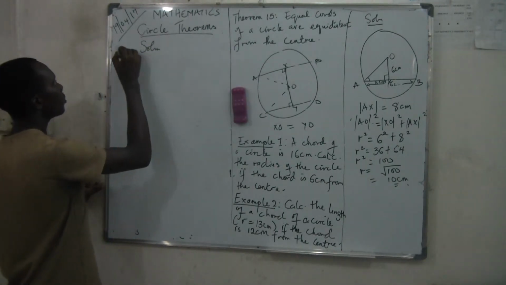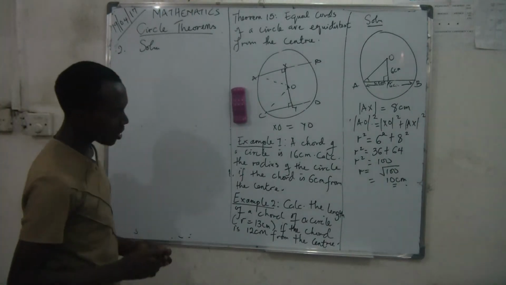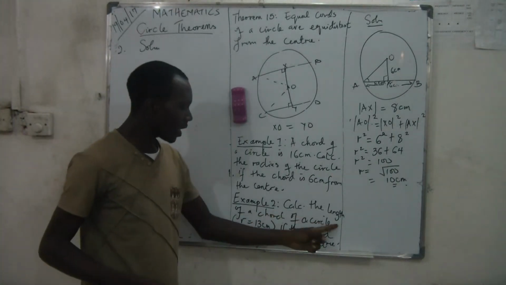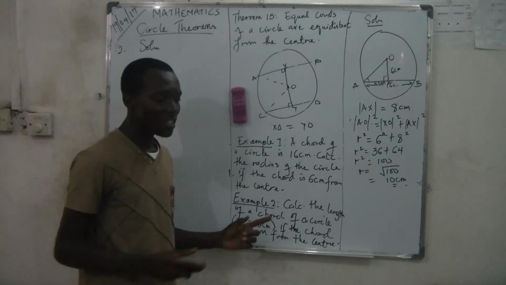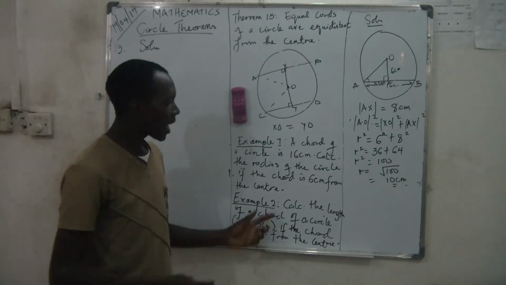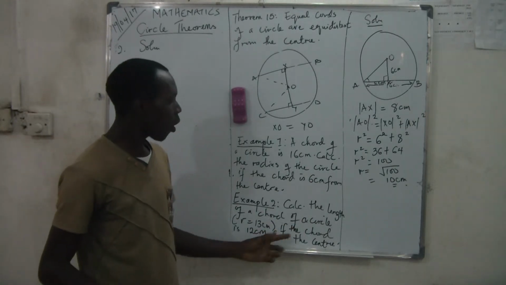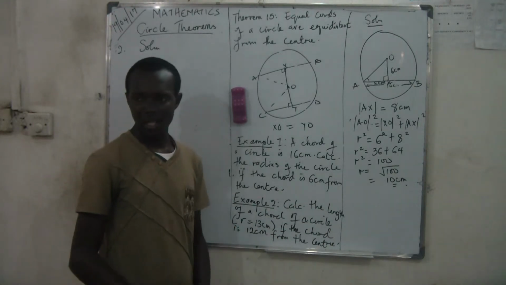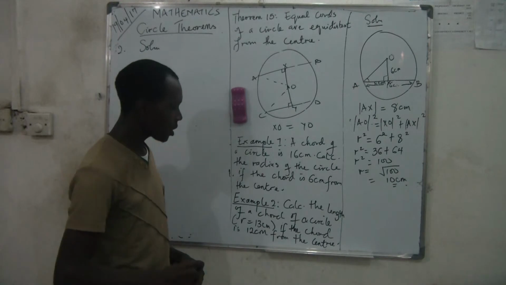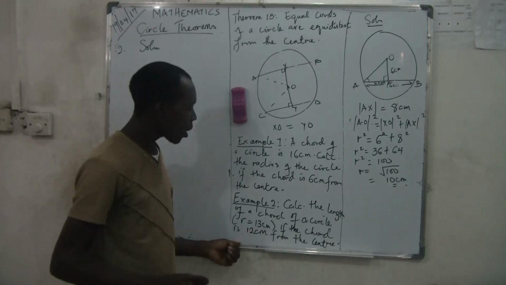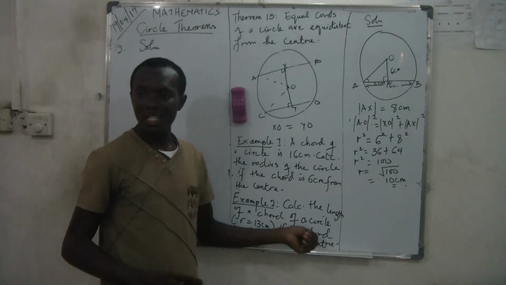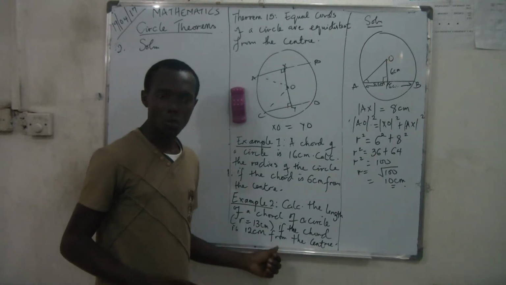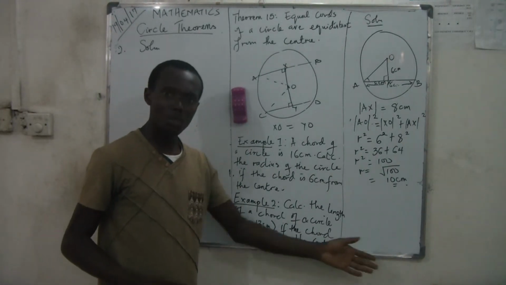Solution to example 2. Example 2 says, calculate the length of a chord. Now they're asking us to find the length of a chord of a circle, and the radius of the circle is 13 centimeters. And they're giving us a condition: the chord is 12 centimeters from the center.